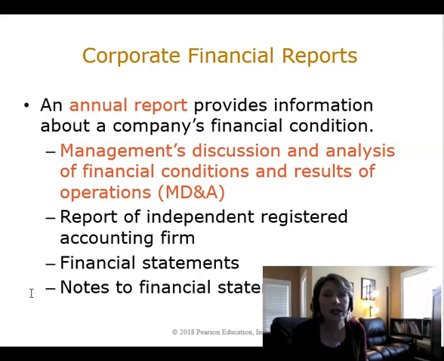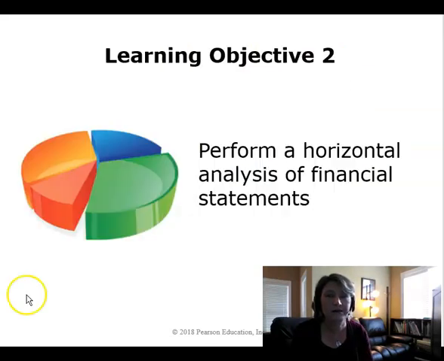All right, so the annual report is going to include the management's discussion and analysis of the financial conditions and results. It will have an independent opinion from an auditing company, such as Peat Marwick or one of the accounting firms, that's going to attest to the reliability of those financial statements. Then it'll have the actual financial statements and then notes to the financial statements.